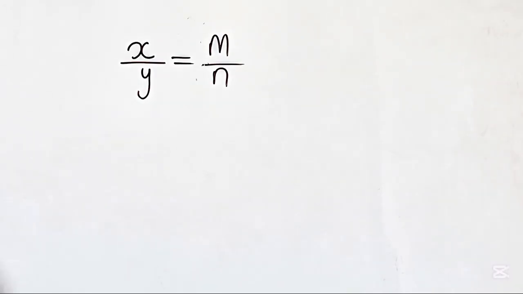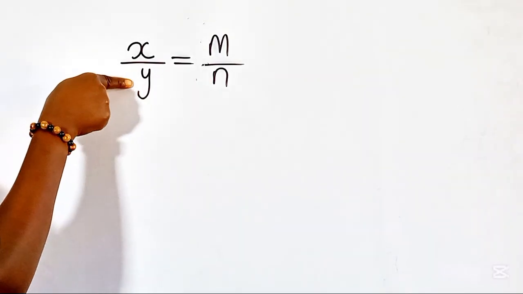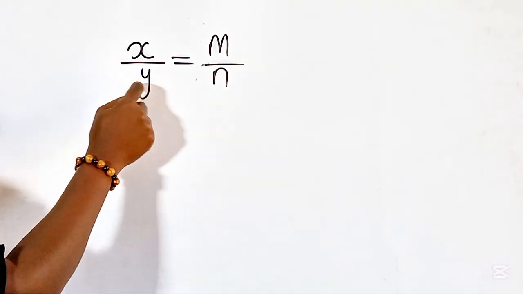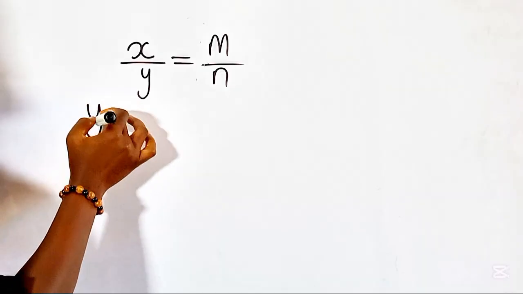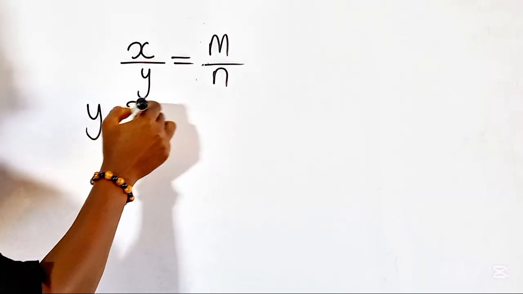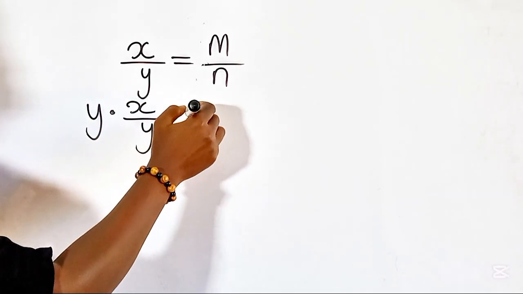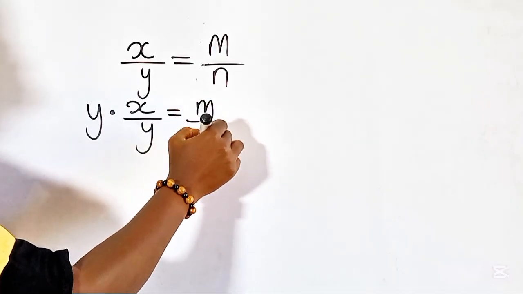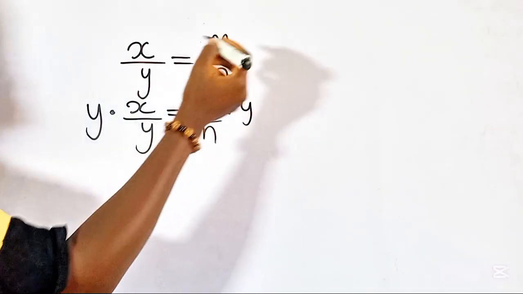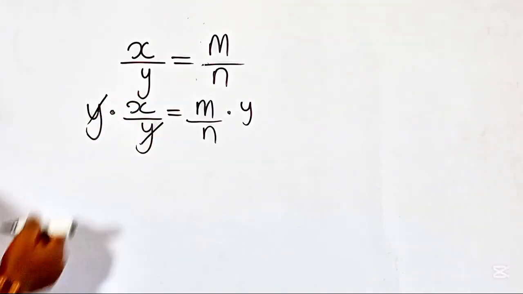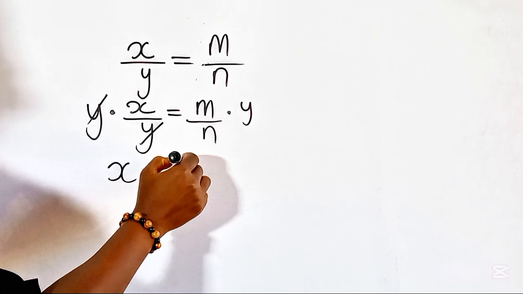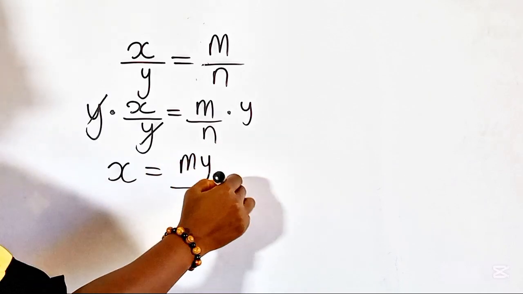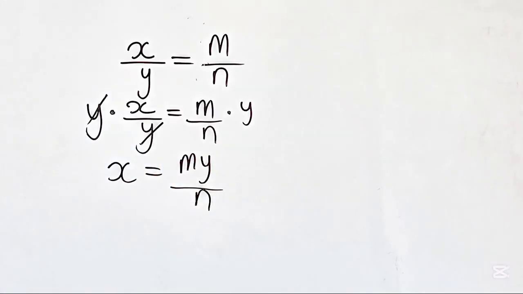To do that, we are going to be multiplying the left-hand side and the right-hand side by y. So we're going to have y multiplying x all over y is equal to m all over n multiplying y. So this y, we take care of this y, we have 1 times x, we have x left, is equal to my all over n.